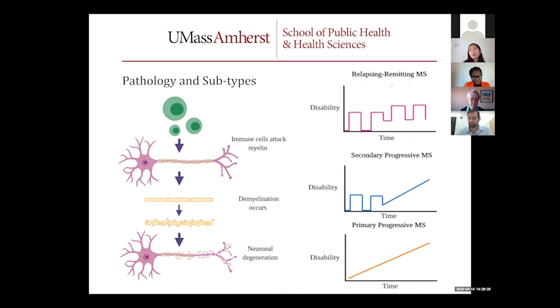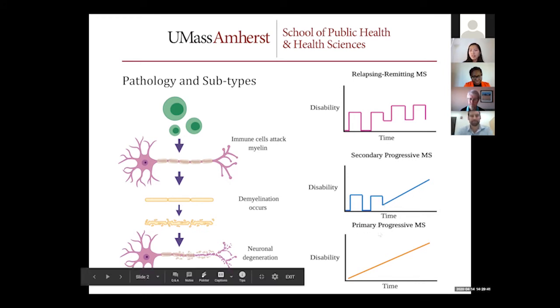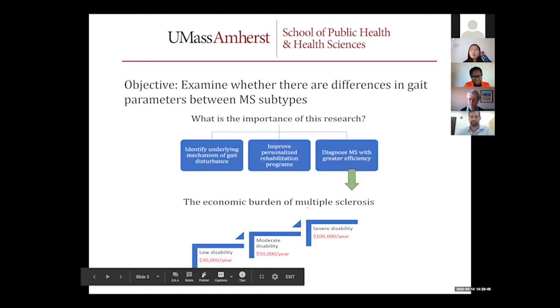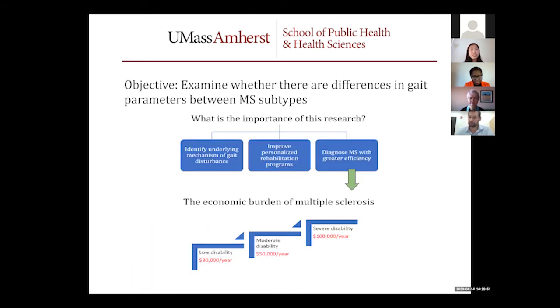So relapsing remitting MS is characterized by relapses, which are periods of exacerbation and remission of symptoms. Secondary progressive starts out just like relapsing remitting, but we see a transition into a progressive increase in disability. And primary progressive MS, we see that from the onset, there is a progressive increase in disability with no periods of remission. Our purpose was to examine whether there are differences in gait parameters between the MS subtypes.